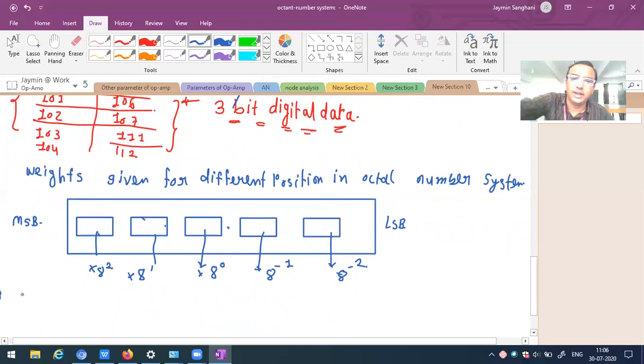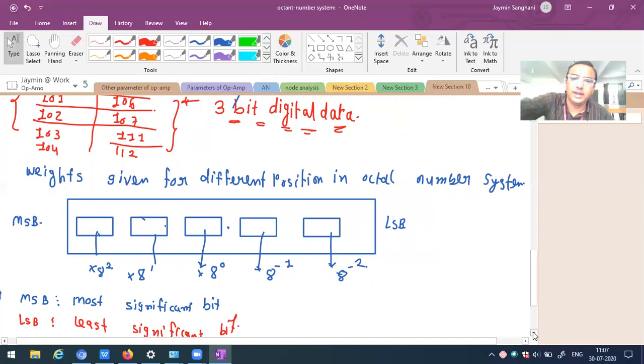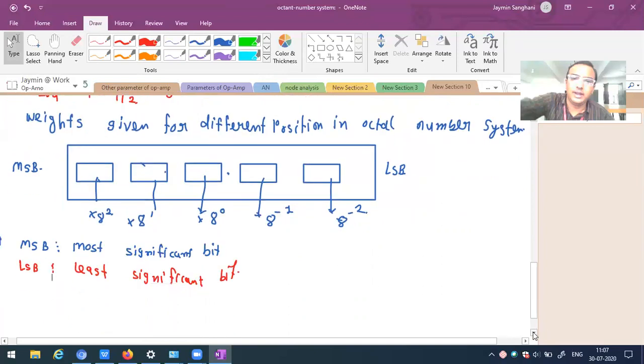I write here MSB, most significant bit, and LSB, least significant bit. So now each digit has a multiple of the base that we show in the figure.